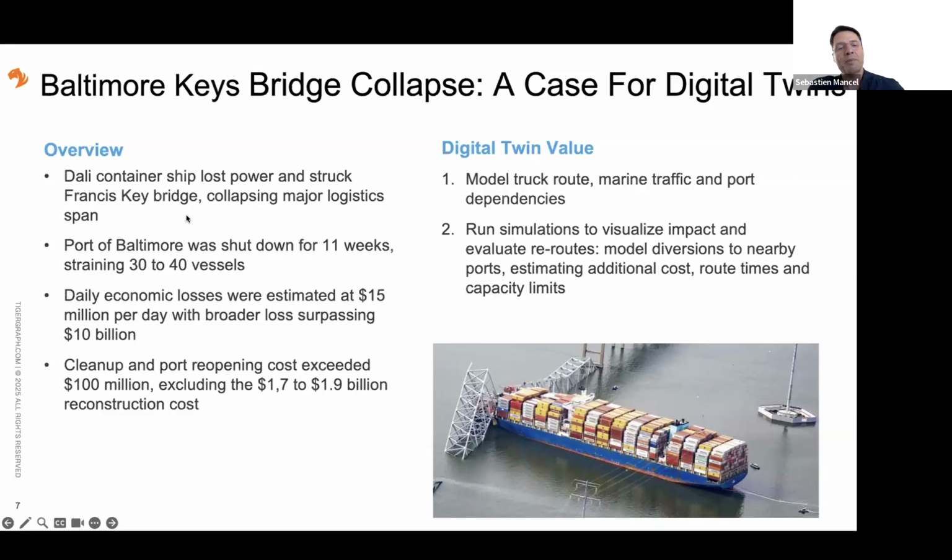With a graph-powered digital twin, port authorities and logistics providers could have modeled all transportation dependencies across truck routes, marine traffic, and port operations, simulated alternative rerouting scenarios to neighboring ports, quantified downstream financial impact in real time, accounting for added cost, transit delays, and capacity limits. So by simulating complex dependencies ahead of time, graph-powered digital twins provide decision makers with actionable options before disruptions turn into crisis.